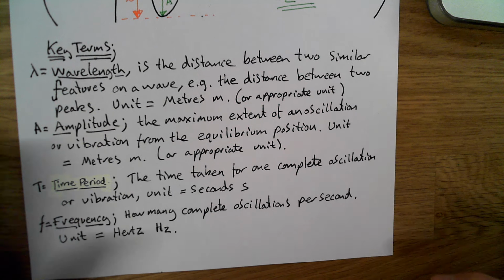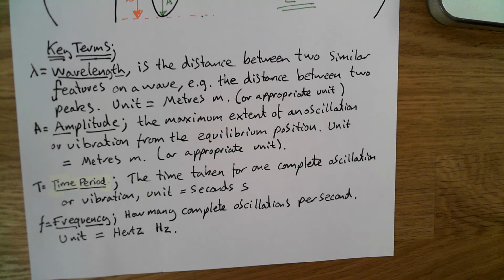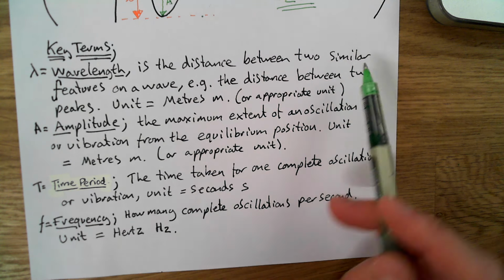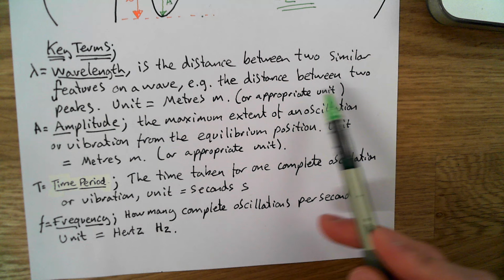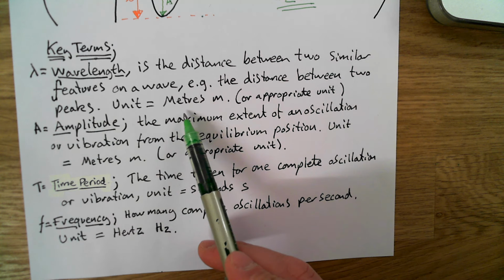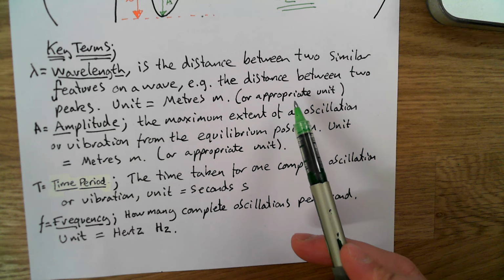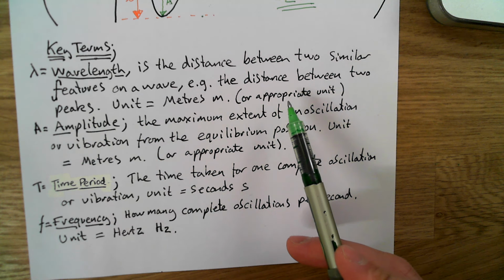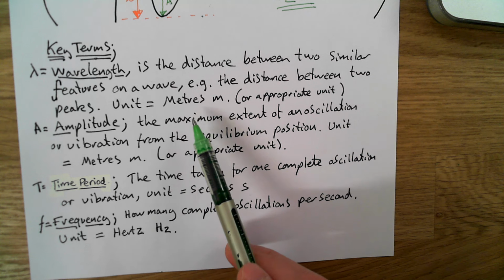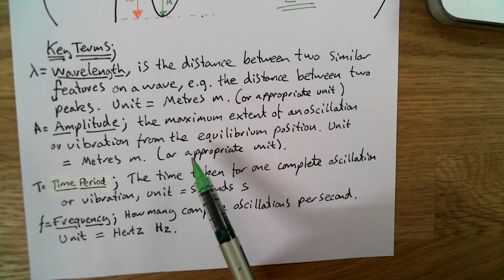Anyway, here are a whole load of key terms. You might want to pause the video at this point and make sure that you've got appropriate notes on these. So we've got wavelength, which, as I said, is the distance between 2 similar features on a wave, e.g. the distance between 2 peaks or 2 troughs. The unit is meters, or it could be a number of other units, depending on what's displayed on the graph. But commonly it's distance, although it could be time as well.